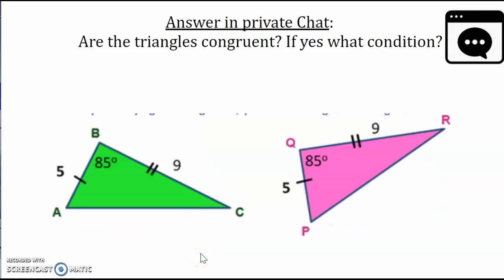What about this? Are the triangles congruent? If yes, what condition? Okay, so here we have 5 and 5. That's one side that's congruent. 85 and 85, that's one pair of angles that are congruent, 9 and 9. So we have 2 pairs of sides and the angle in between. So that's going to be side, angle, side, and side, angle, side is a congruent shortcut. So yes, they are congruent.